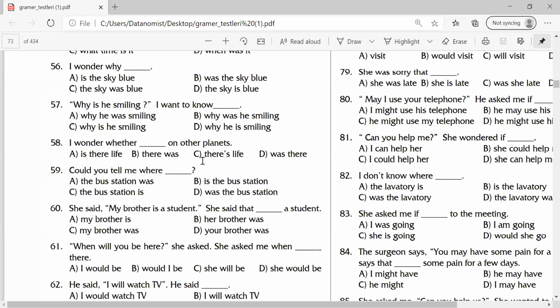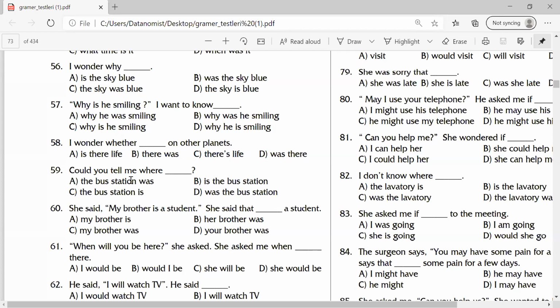Next. I wonder whether dash on other planets. So whatever, I don't even look at the choices. I would say whether, and I want one subject, one verb. One subject, one verb. So whether is no, no, no. Yes, yes. S and V. V and S. A is gone, D is gone, only B and C. Okay? I wonder whether there was dash or there is life. This one fits properly.